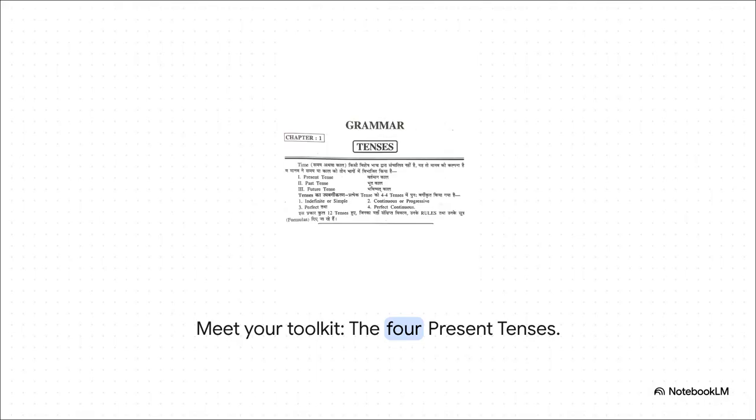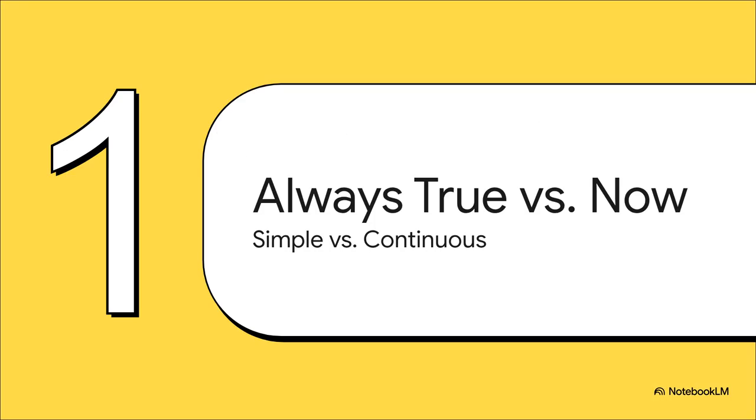So here they are. Meet your toolkit. The simple present, the present continuous, the present perfect, and the present perfect continuous. We're going to break down what each one is for, starting with the pair you probably use the most. All right, first up, let's look at the simple present and the present continuous. Understanding the difference between these two is absolutely fundamental because it's all about permanent versus temporary.